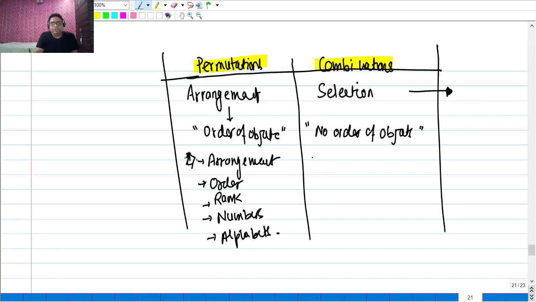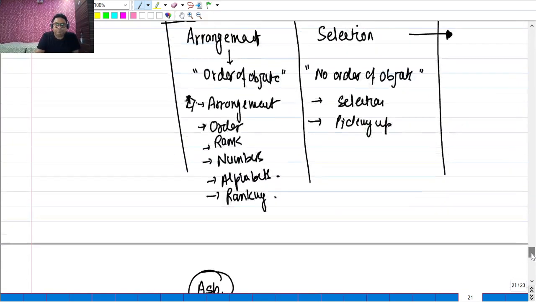Alright, and over here, selection, picking up, here ranking, juggling up, these are the keywords for arrangement.